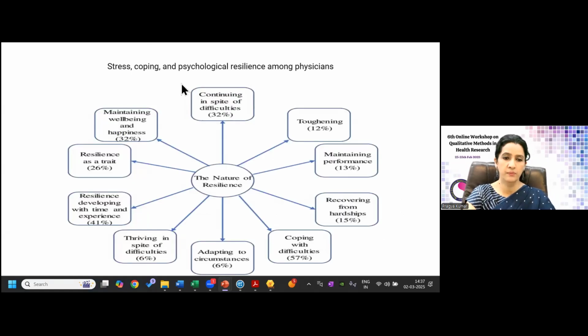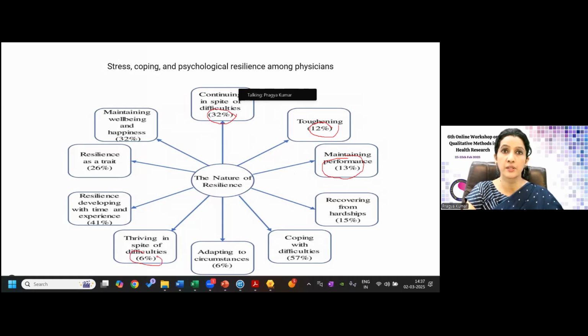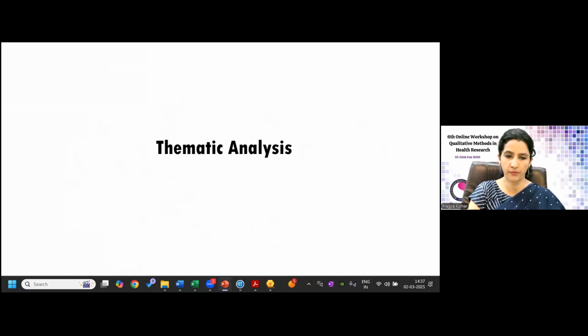This is again content analysis, where they have defined stress, coping, and psychological resilience among physicians. There are various codes and categories, like continuing in spite of these difficulties, and these are the percentages. So content analysis is basically quantification. This is 12%, this is 13%. All this is expressed as percentage. The major percentage you can see is 57%, coping with difficulty. So this is one type of content analysis.